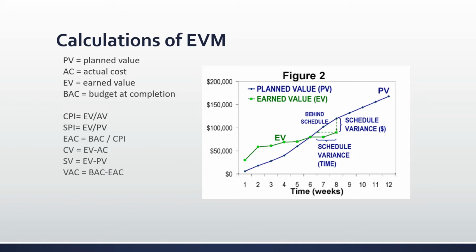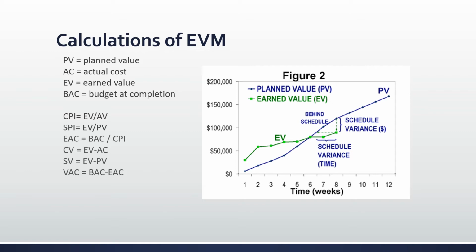So if you get a result that's greater than 0, it's favorable. That means you're under the cost. And if you get a result that's less than 0, it's unfavorable. You have an overrun. Your schedule variance, which is SV, is calculated and tells you how much ahead or behind schedule your project is. A result that's greater than 0 is favorable. That means you're ahead of schedule. And a result that's less than 0 is unfavorable. That means you're behind schedule. And the calculation is SV equals EV minus PV.